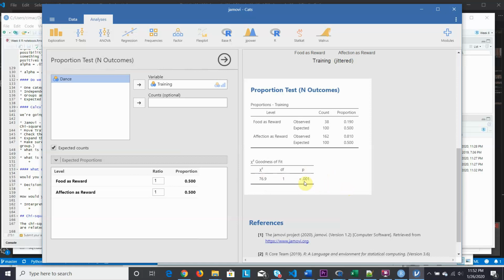And we have a p-value of p less than 0.001.